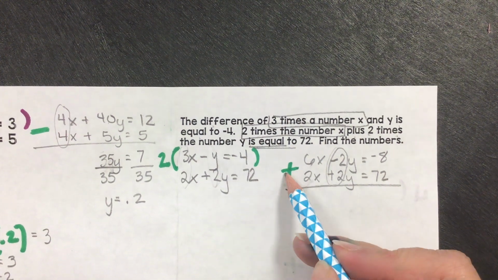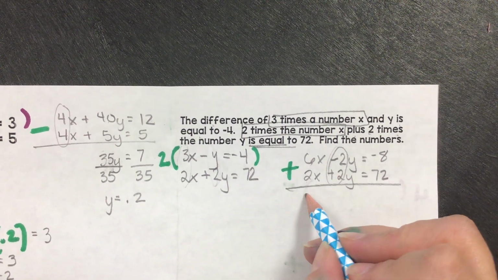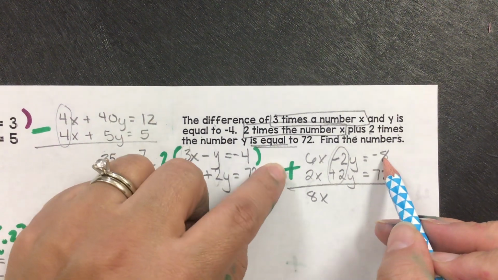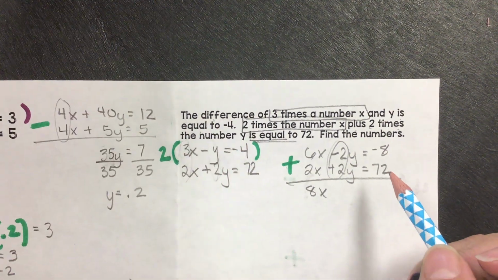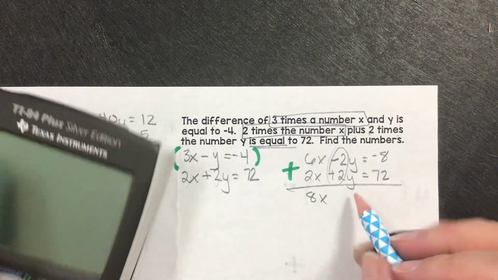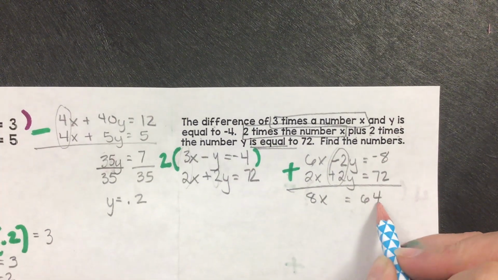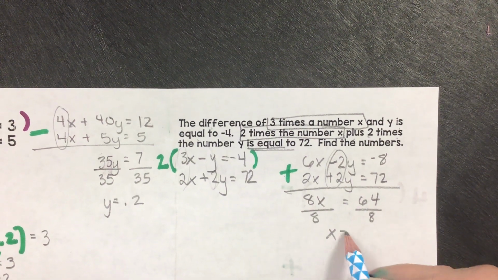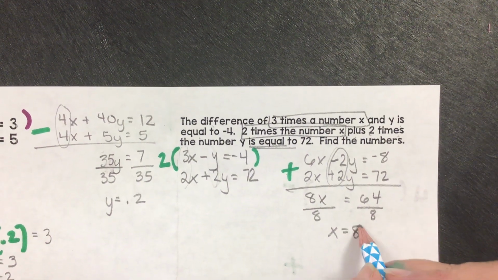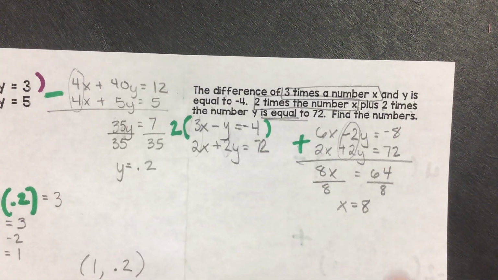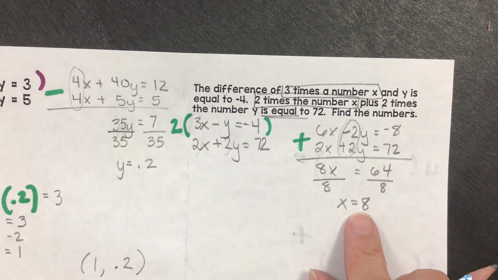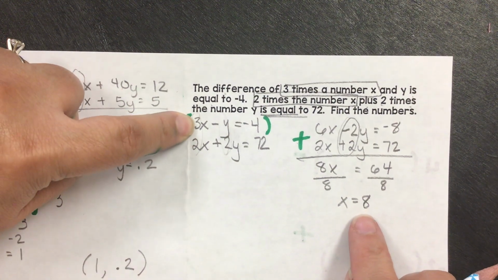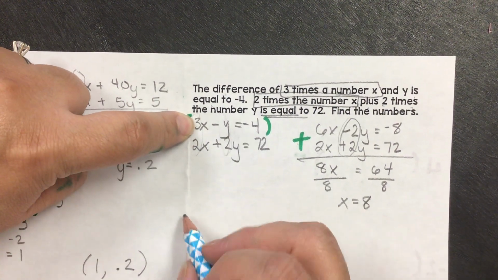That gives you 6 plus 2 is 8x. Negative 8 plus 72 is 64. Now we're going to divide by 8. X is equal to 8. Remember, once you have that x value, now you got to look for that y value. I always plug it into the first equation, but it really doesn't matter which one you plug it into.